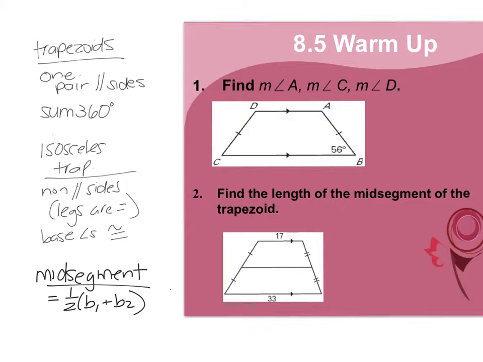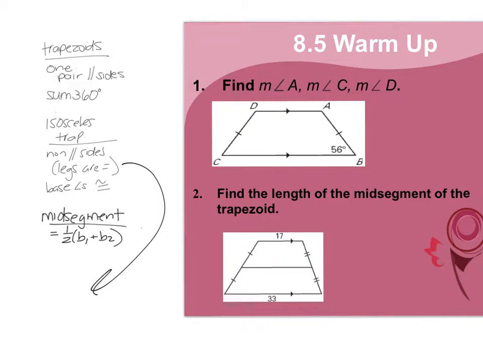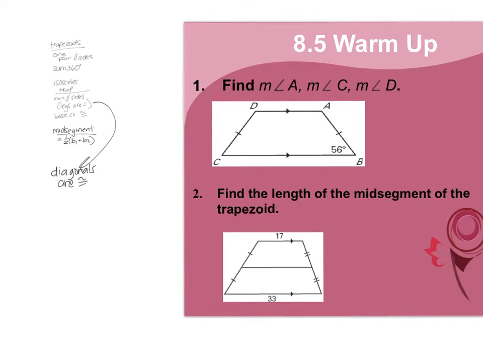Do we know anything about the diagonal? In an isosceles trapezoid, the diagonals are congruent. Okay, all that was true about trapezoids. And then we learned about what? What was the other quadrilateral that we learned about?